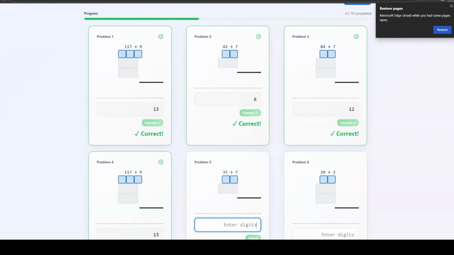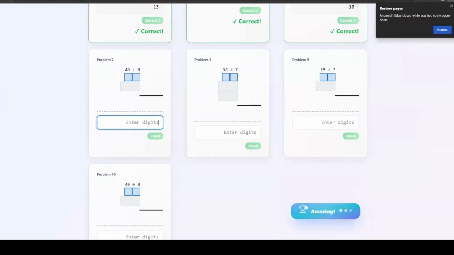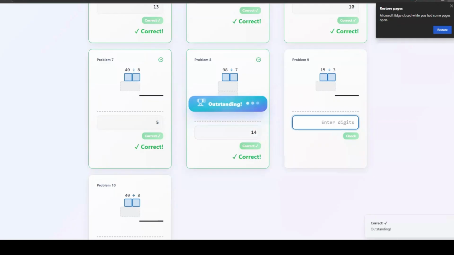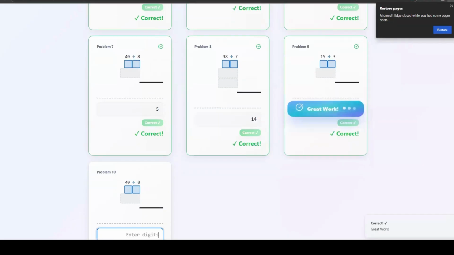35 divided by 7 is 5. 20 divided by 2 is 10. 40 divided by 8 is 5. 98 divided by 7 is 14. 115 divided by 3 is 5. 40 divided by 8 is 5.